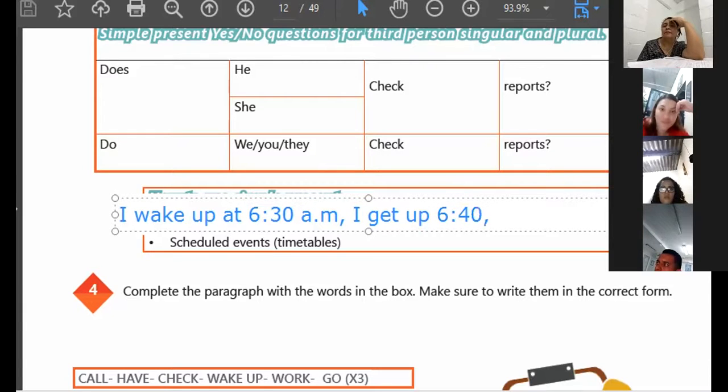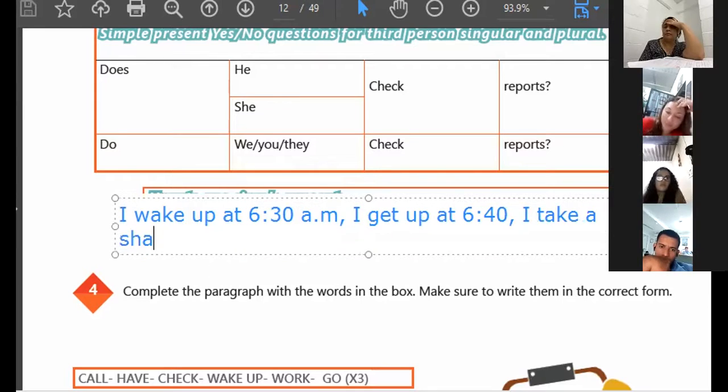And then, I get up at, remember at, okay? Because that's the preposition for time. Now let's see, take a shower. And then what do you do after taking a shower? 7 o'clock. Okay, that's the time, but from now on, let's think about the activities that you do, okay?